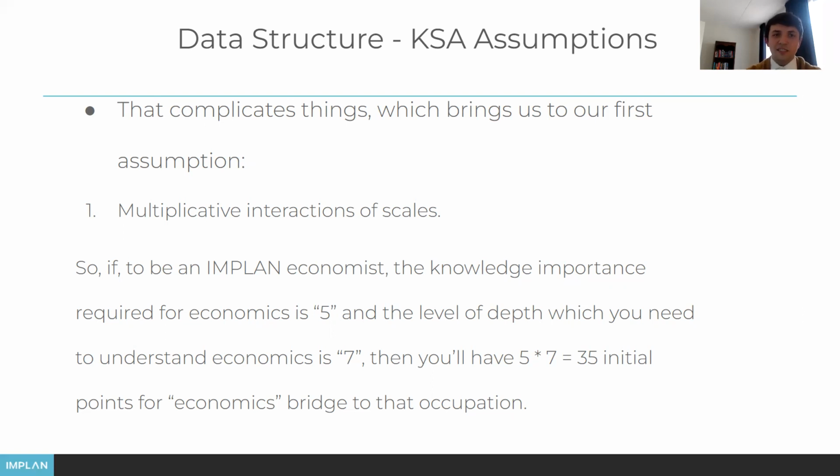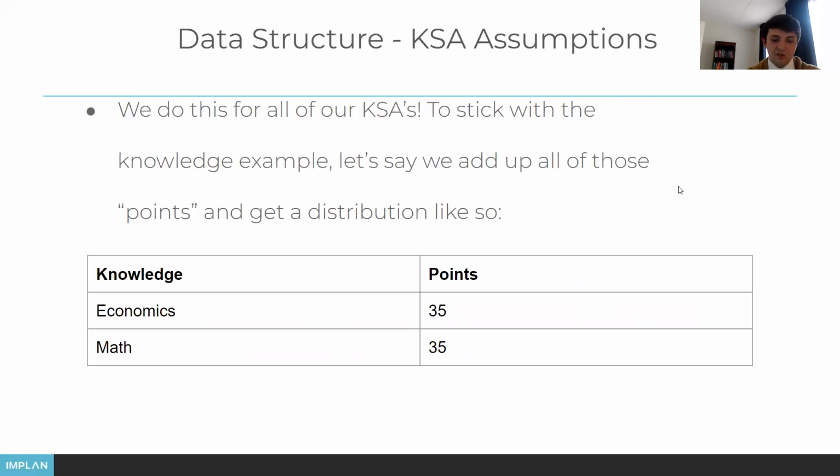So if we go through that same process for all the others, just multiplying level by importance, we'll get an initial estimate of those points for every KSA. So if we were to stick with an example and pretend that the only 2 pieces of knowledge needed to be an IMPLAN economist were math and economics, and they both had 5-7 ratings, we would produce an initial estimate of 35 points for both of those pieces of knowledge.